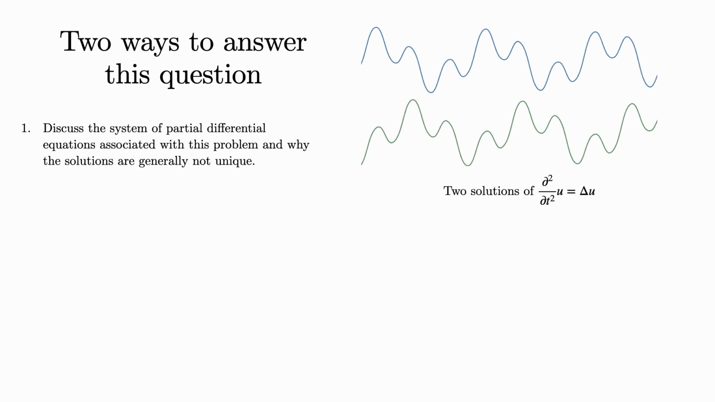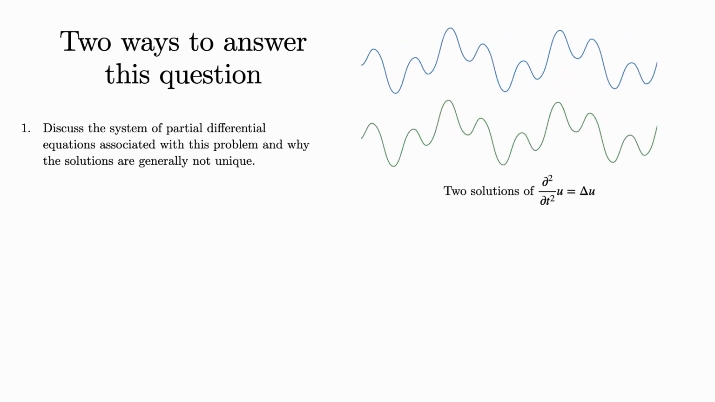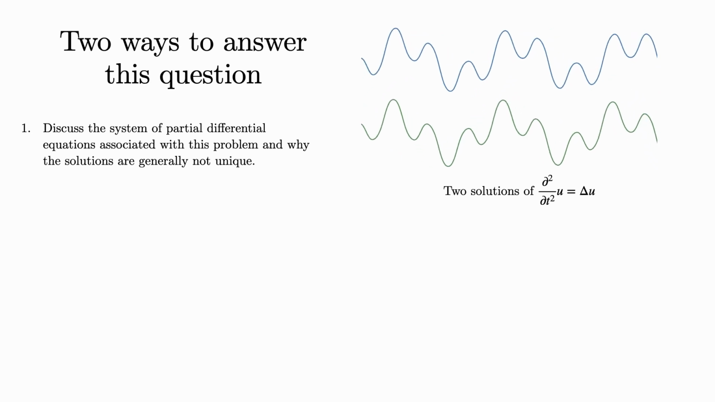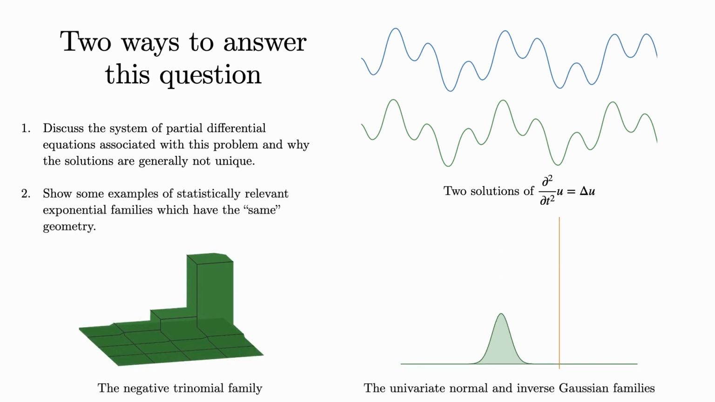And there's two ways to give this talk. The first way would be what I call the mathematician's way, where I'd write down the associated system of PDEs and discuss characteristics, integrable systems, etc. But I think that's pretty unlikely to be very informative to anyone. Instead, I'm going to take the opposite approach, where I show some important families of distributions which all turn out to have the same geometry, at least locally.